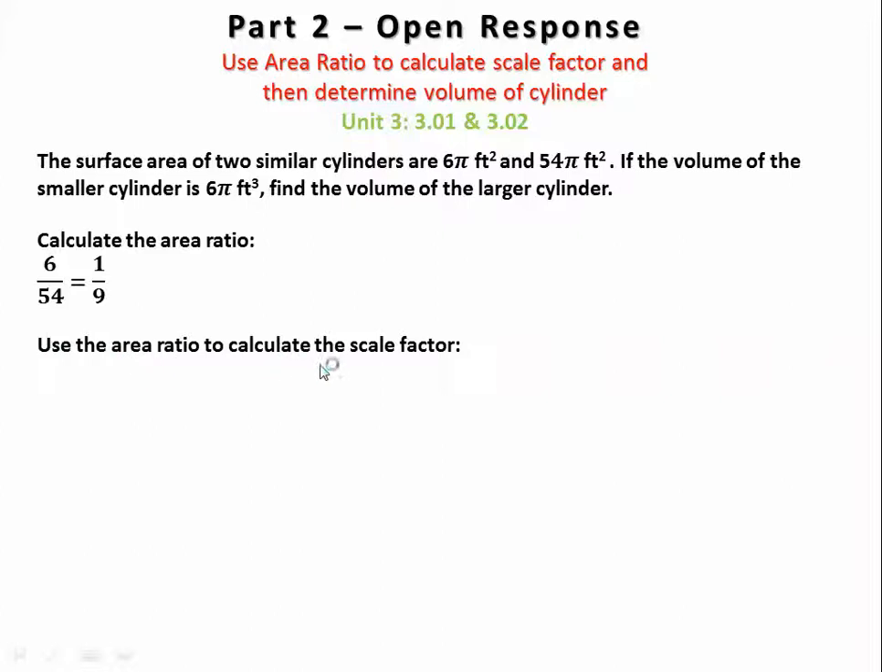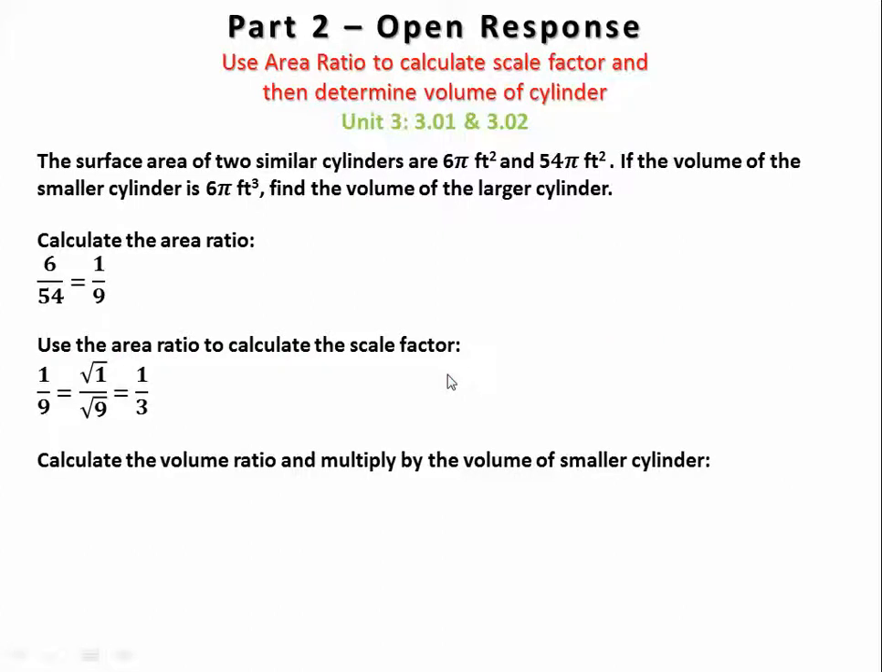Now I'm going to use that area ratio to calculate a scale factor. Remember that area is squared, so the area ratio is going to be the square of the scale factor. So I'm going to have to calculate the square root of 1 and the square root of 9. Of course, the square root of 1 is 1 and the square root of 9 is 3. So now I know what my scale factor is.